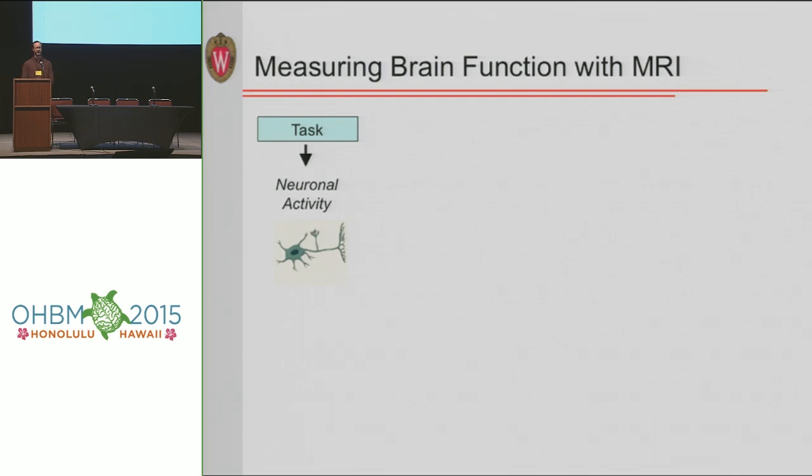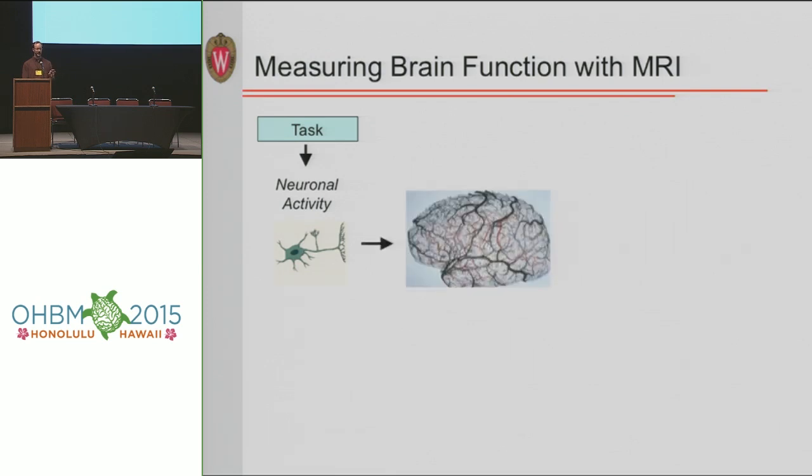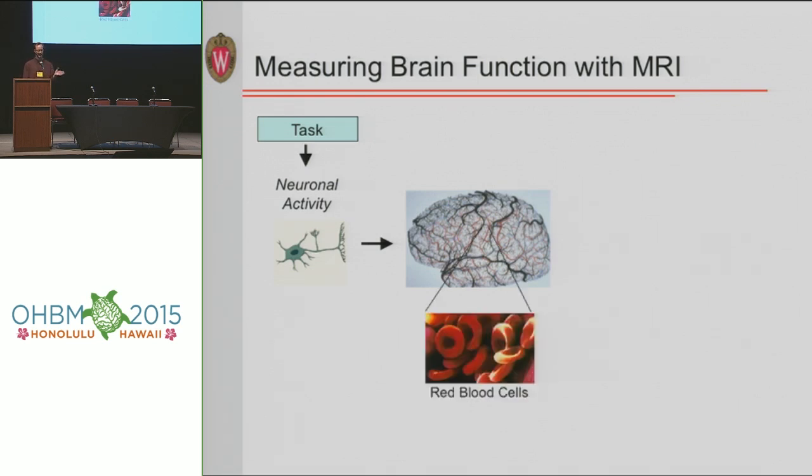So let's say you start performing some sort of task, like tapping the fingers on both your hands. The neurons in the part of the brain that controls that movement, say in the primary motor cortex, start becoming active. As a result of the neurons becoming active, they want more nutrients, and we actually see an increase in the blood flow.